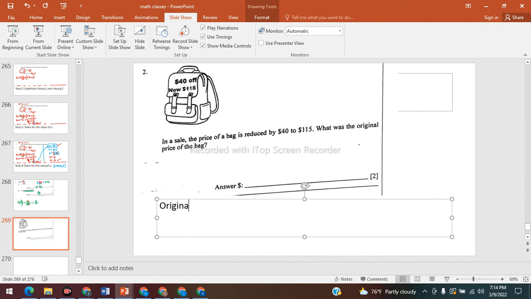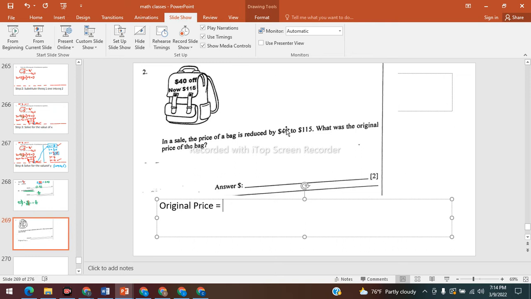You gotta find the original price of the bag. How do we do this? Remember, they tell you that after they reduce the price by $40, it's now $115. So you can't take away the 40 again. You understand?